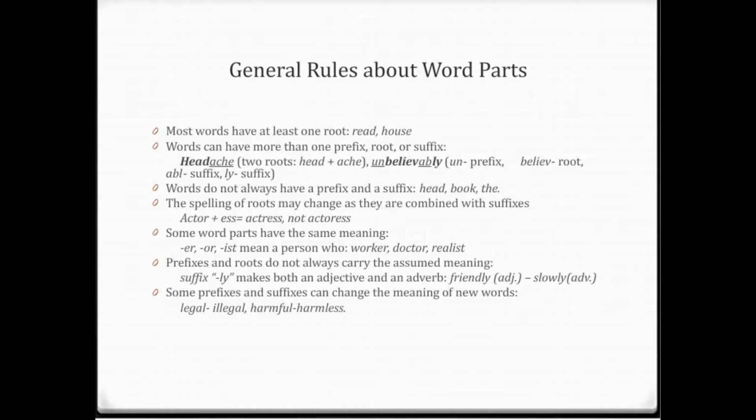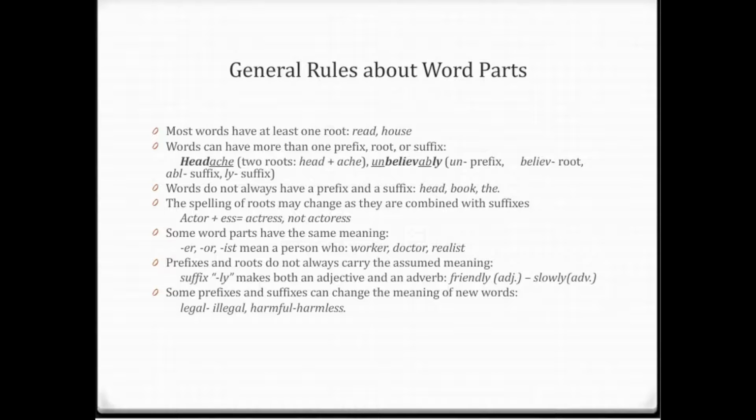Let's look at some general rules about word parts. All words must have at least one root. Words, however, can have more than one prefix or root or suffix. For example, the word headache has two roots, head and ache. The word unbelievably has one prefix, one root, and two suffixes. Words do not always have a prefix or a suffix. For example, head, book, or the article the.